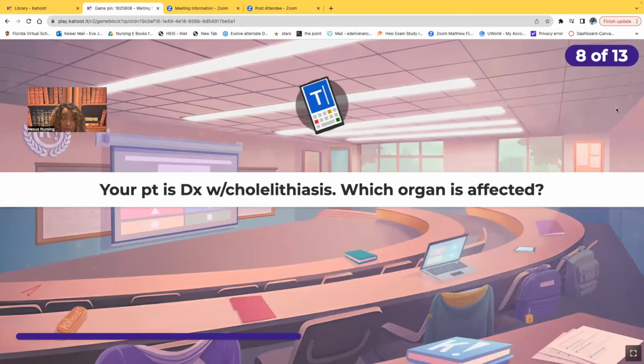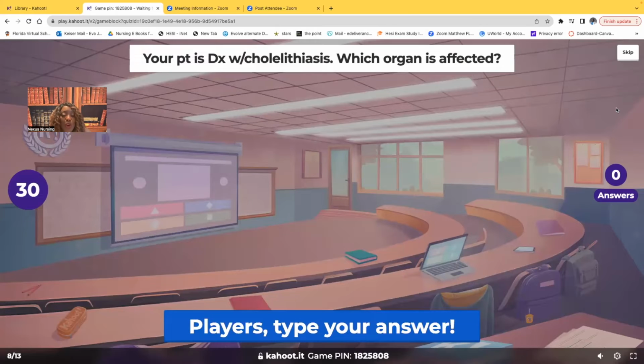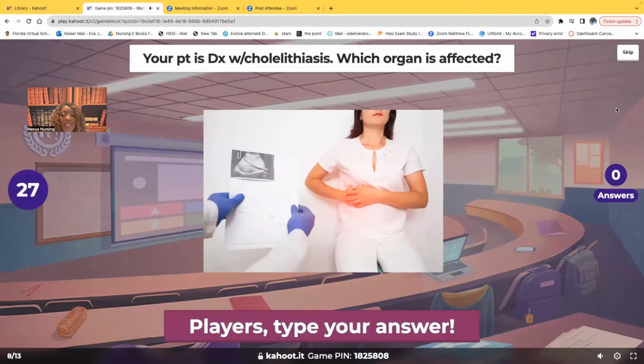Okay, type in your answer. Your patient is diagnosed with cholelithiasis. Which organ is affected? Your patient is diagnosed with cholelithiasis. When you see cholelithiasis, which organ is being affected? Type your answer in.